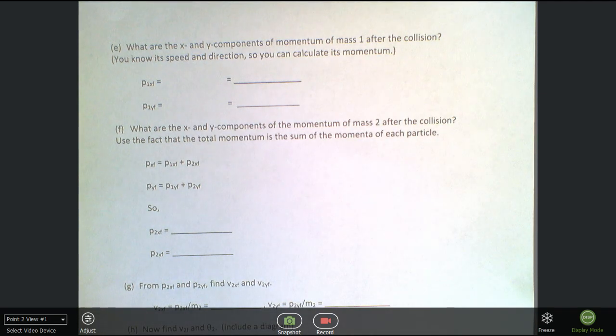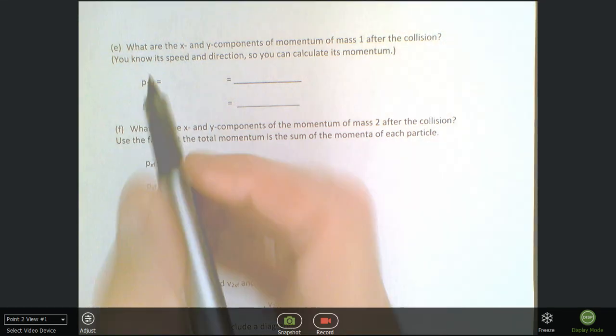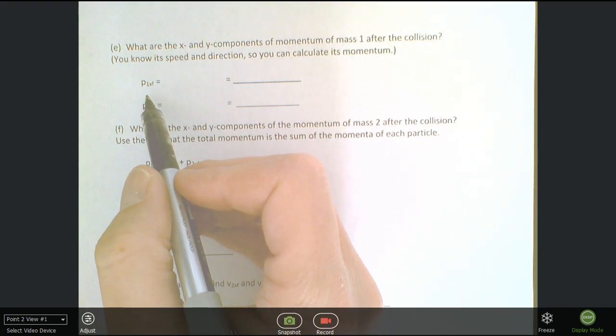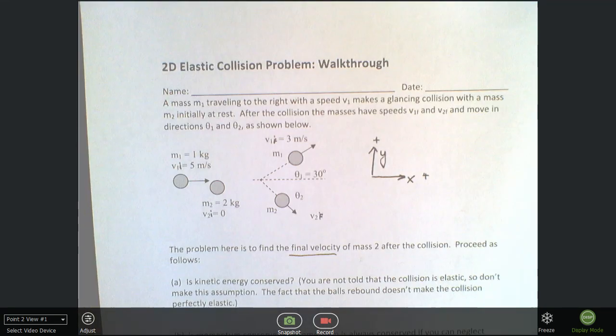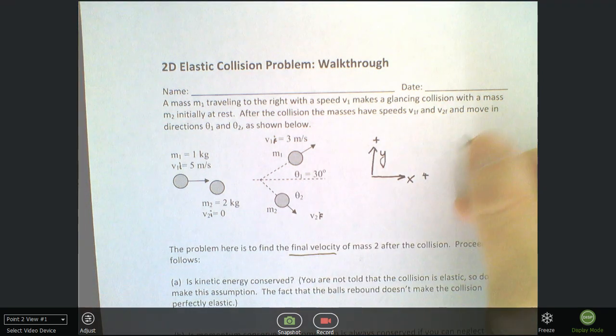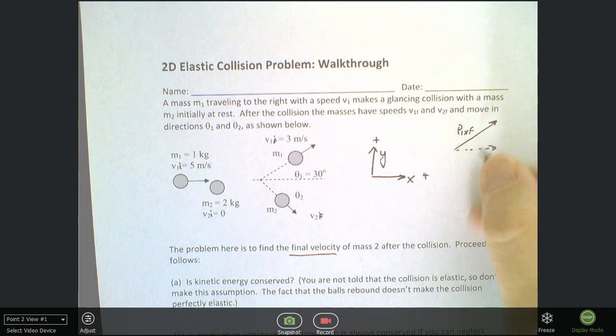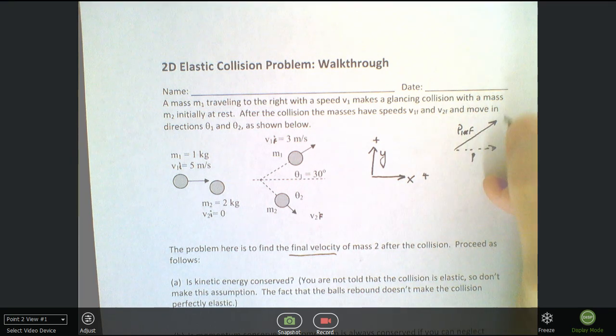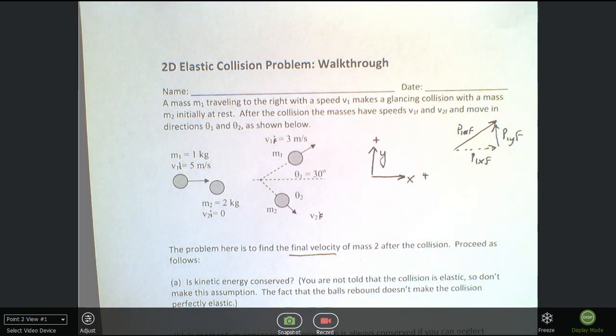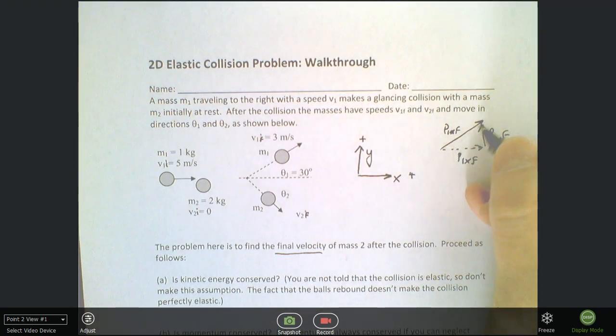So the next part says, what are the x and y components of momentum of mass 1 after the collision? So here I wrote P1xf. Now if you look at your diagram, the x momentum, there's a component here called P1f that is the total, and then this is P1xf, and there's a vertical component of P1yf, like that. And this is P1f. So P1f is the total momentum.